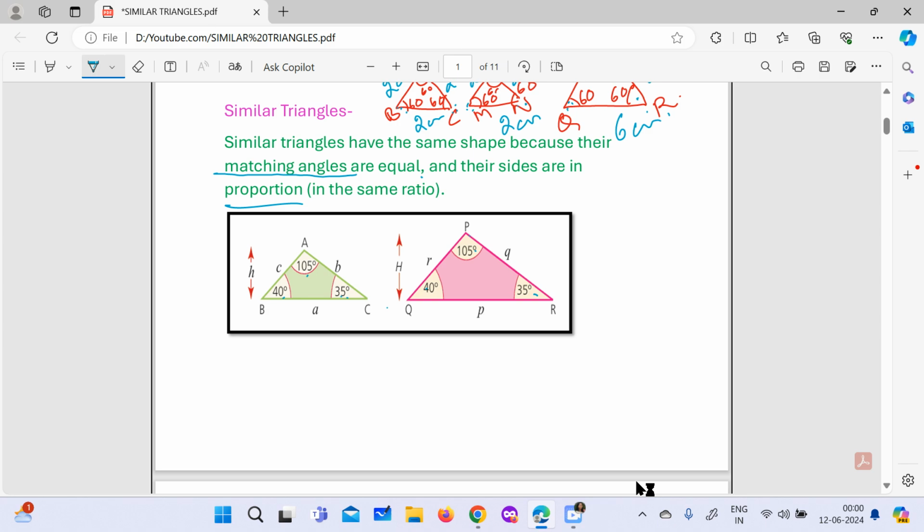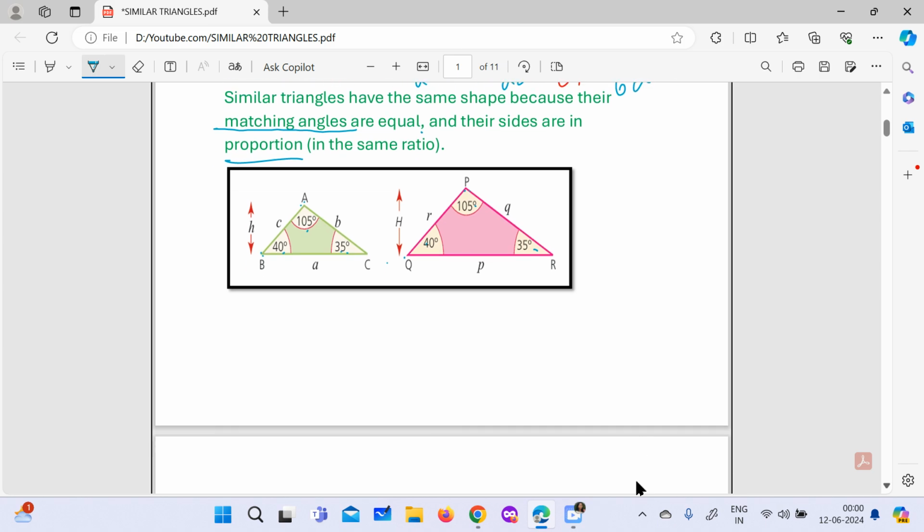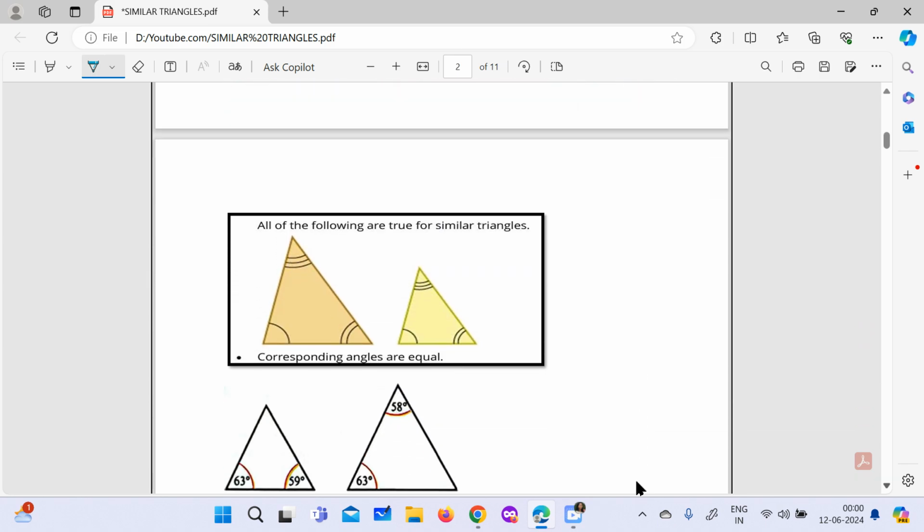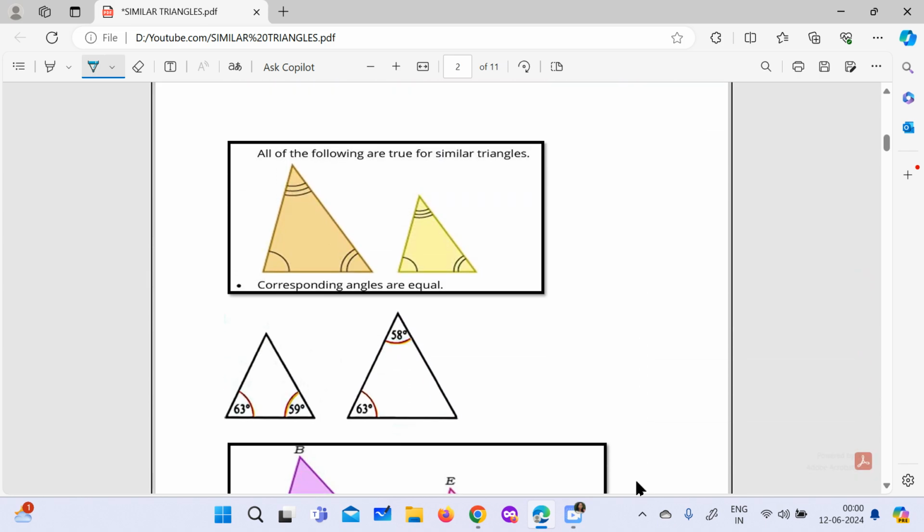Now we have to show that these two are similar triangles. How? When they are similar triangles, their lengths will be in some proportion, right? Okay, so I will show you a few more examples. Now here, all of the following are true for similar triangles. There are a few points which you must remember that stand true for similar triangles.